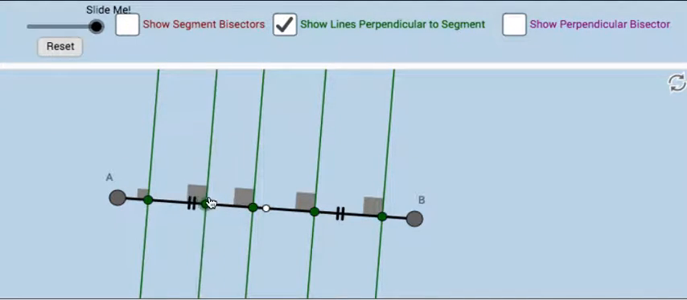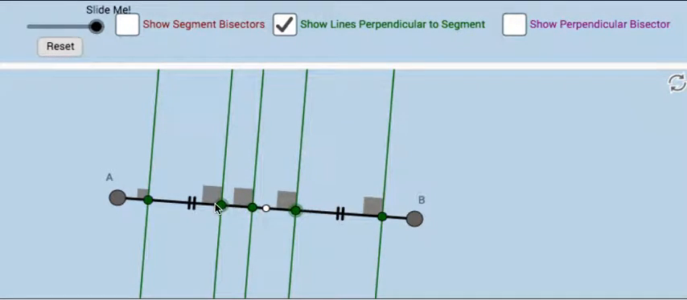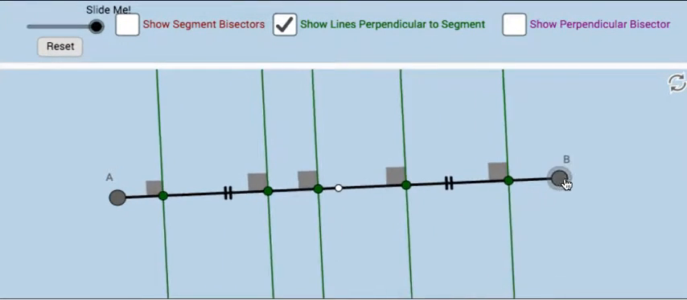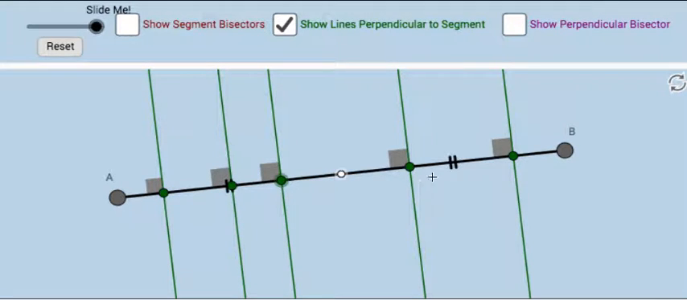But now let's go to the checkbox up here, and let's show some perpendicular lines. Just like you witnessed before in the other applet, a line is perpendicular to another line, or in this case, these green lines are perpendicular to this segment AB because they intersect segment AB at a right angle. Okay? So again, make AB as big or as small as you want. You can draw infinitely many perpendicular lines to that segment AB.